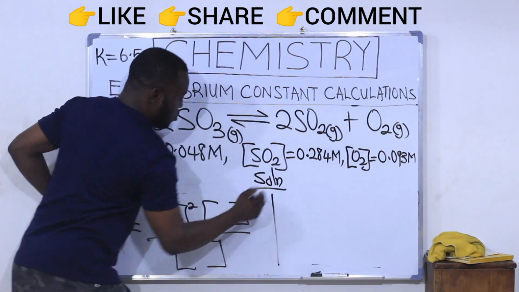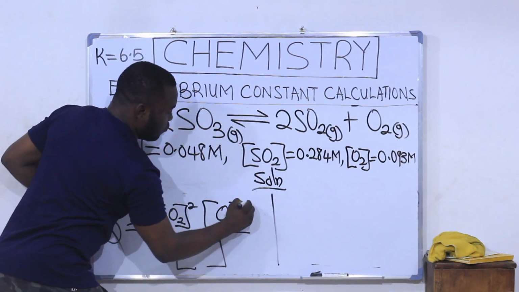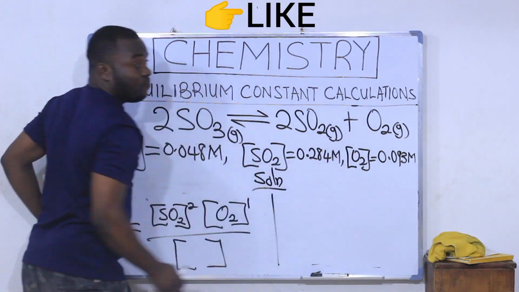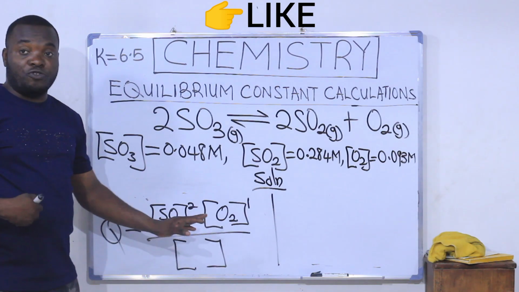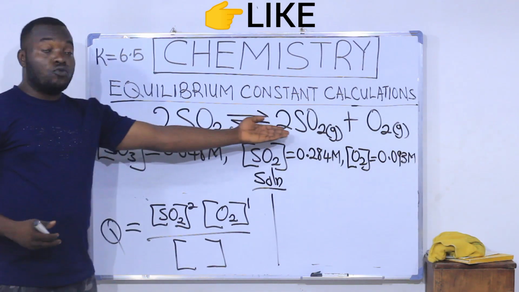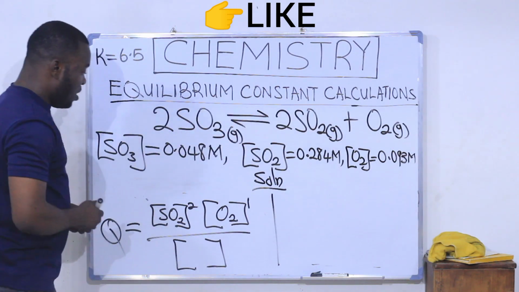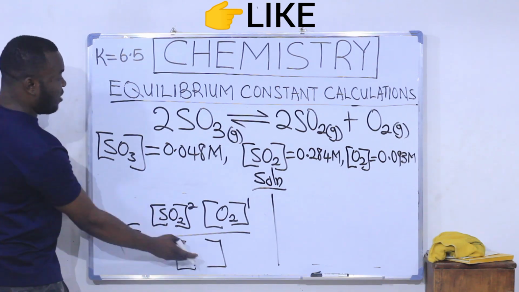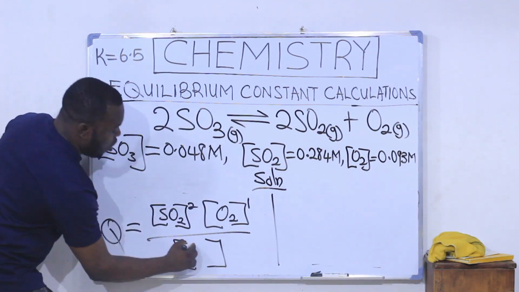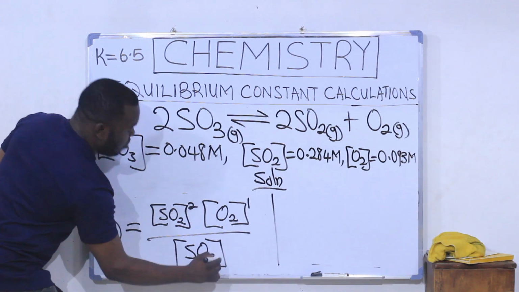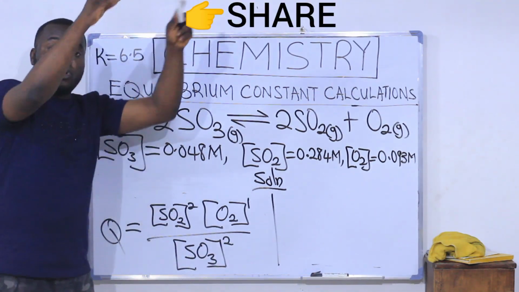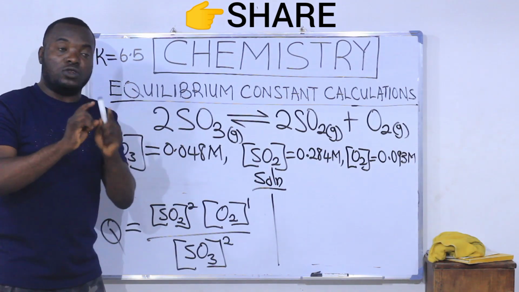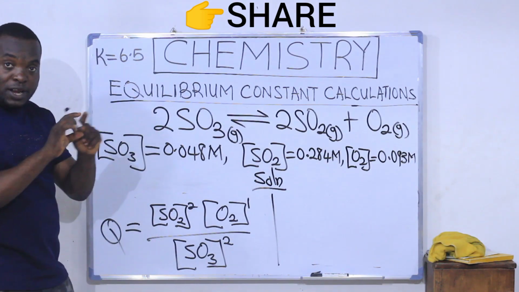The second product is oxygen gas, raised to the power of its number of moles, 1. Remember, before you start doing this, your equation must be balanced. I have said that the equation is balanced, that's why I'm solving. Now, the reactant is SO3, raised to the power of its number of moles, 2. Remember, the formula is product over reactant, each one raised to the power of its number of moles in the balanced equation.